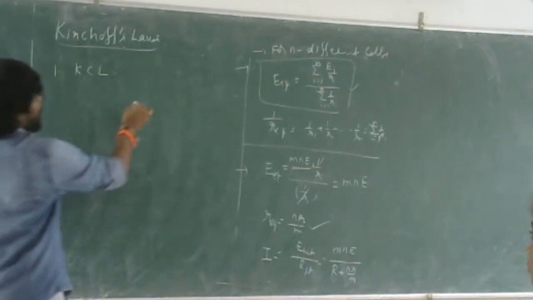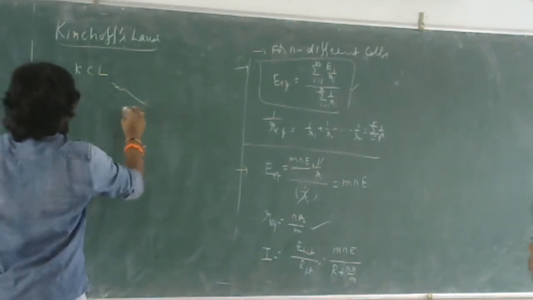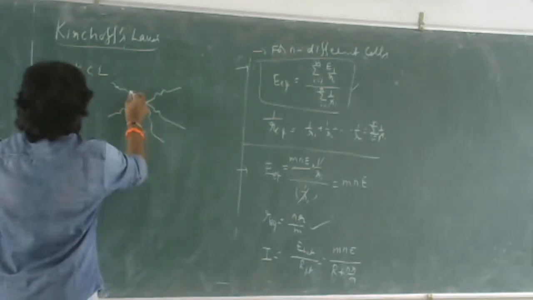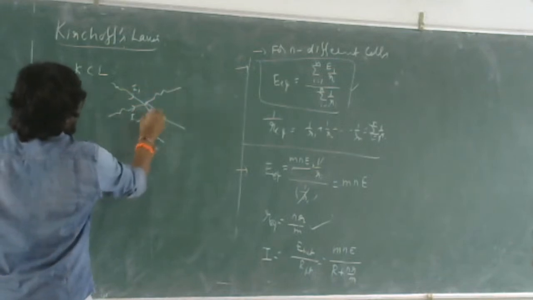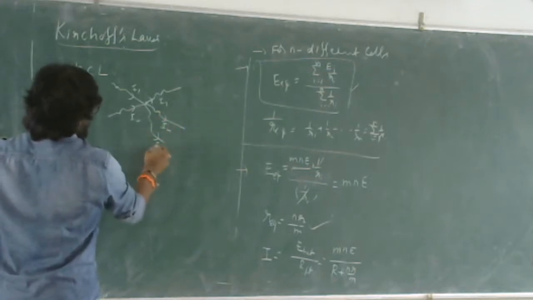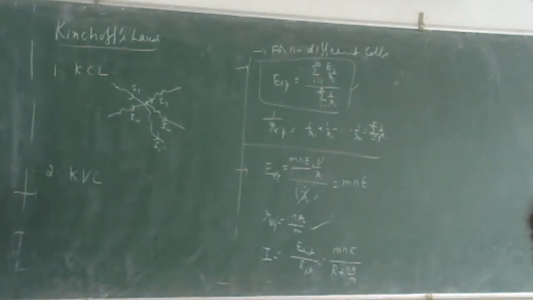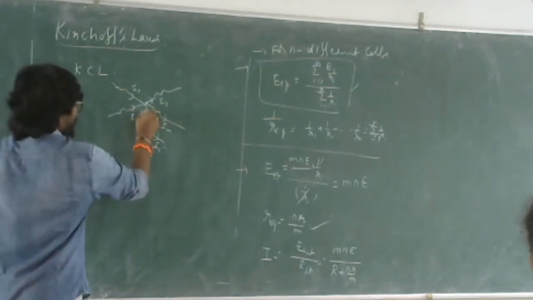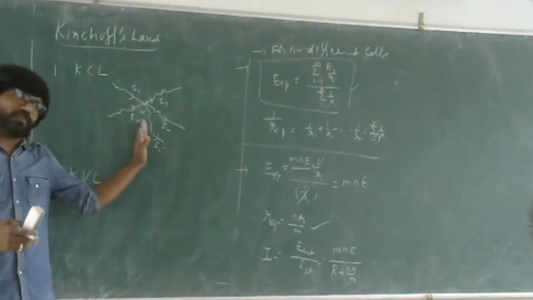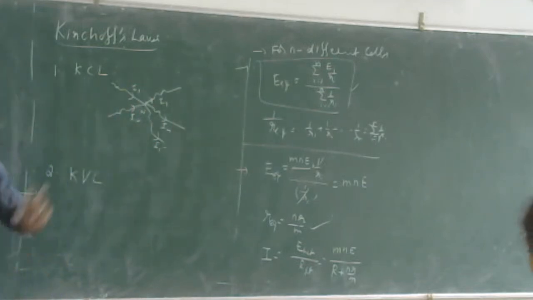If you have a junction where two or more circuit elements are meeting, like these resistors, so that current I1 is coming here, I2 is coming, and it is going out as I3, I4, and I5, then Kirchoff's current law says at a node or junction, the sum of the currents approaching the junction is equal to the sum of the currents leaving the junction. This is called Kirchoff's current law.